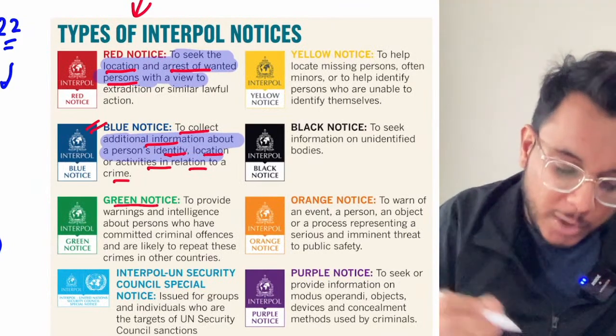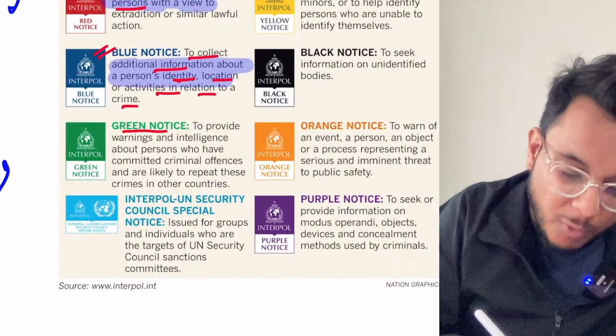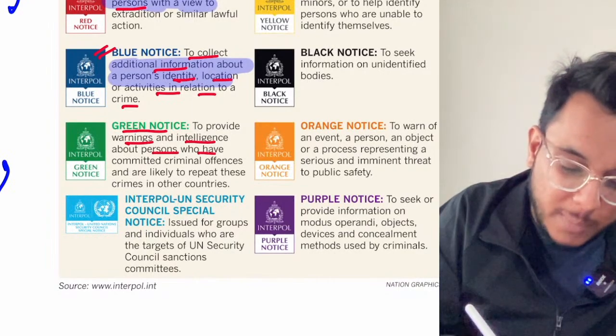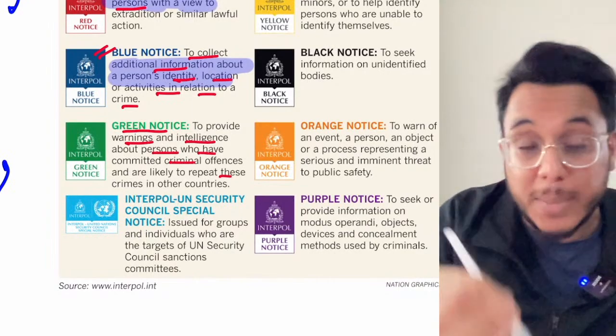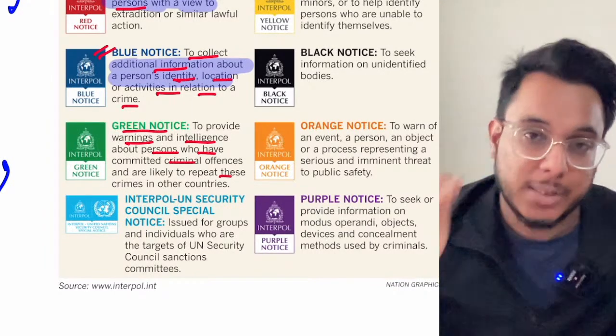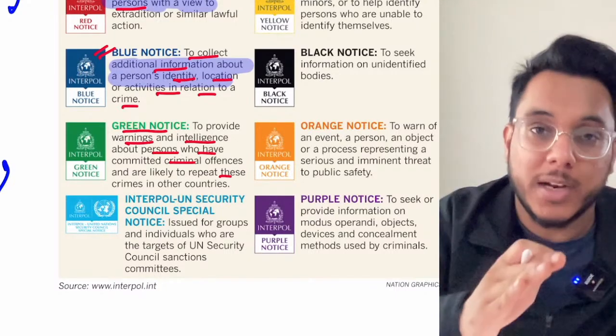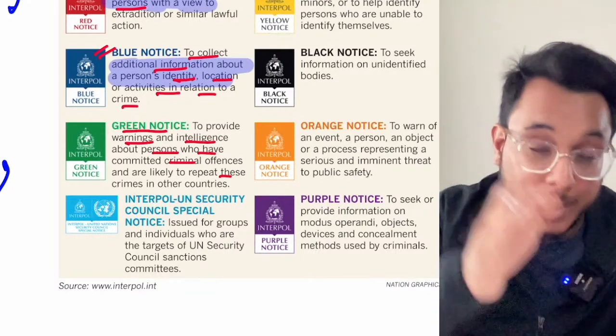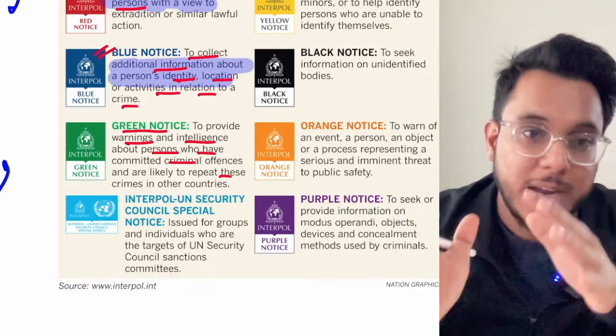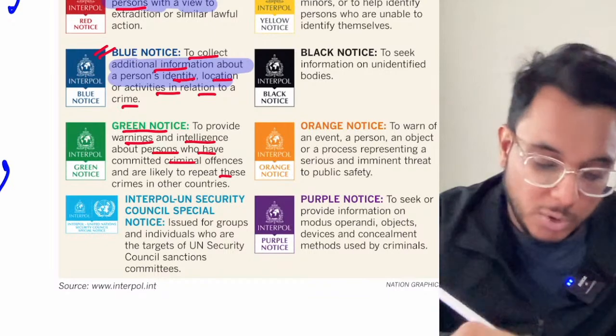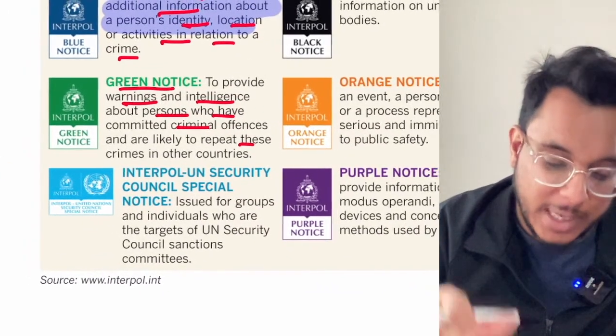Then there comes the green notice. So green notice is to provide warnings and intelligence about persons who have committed criminal offenses and are likely to repeat them in other countries. So let's say there is a serial killer in India who ran to another country. We can provide the warning that this person has such a history, so please be careful. For that, the green notice can be given.